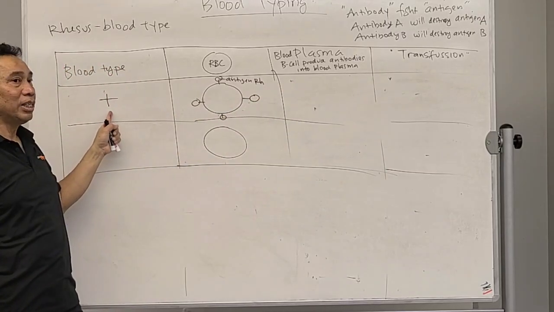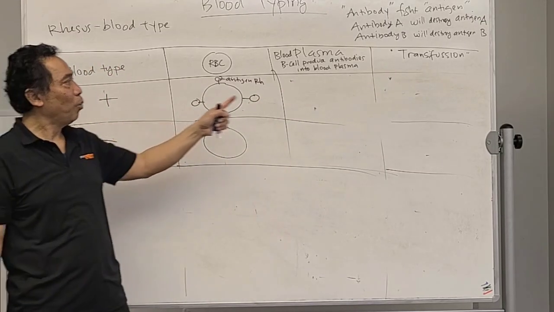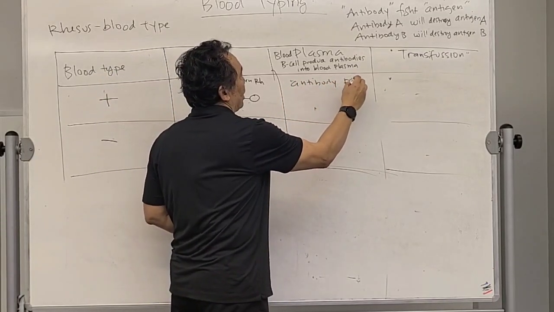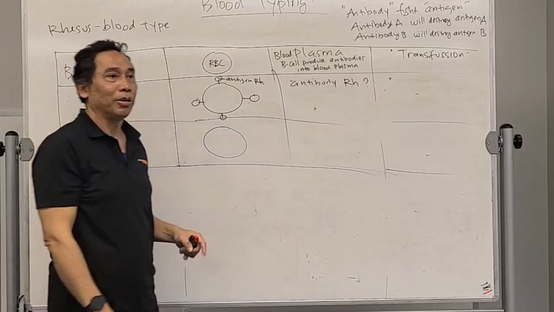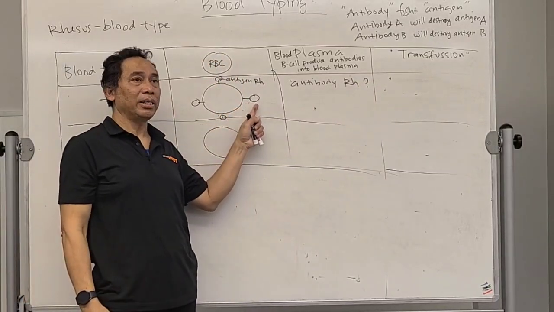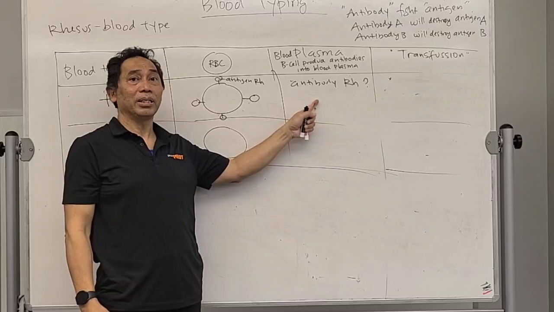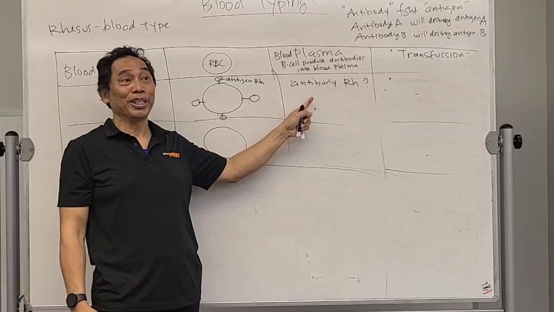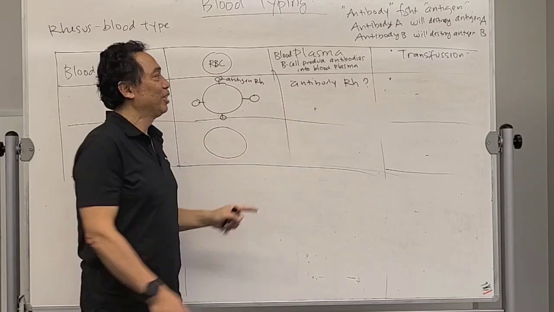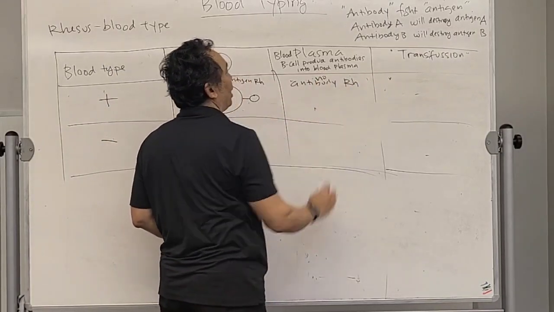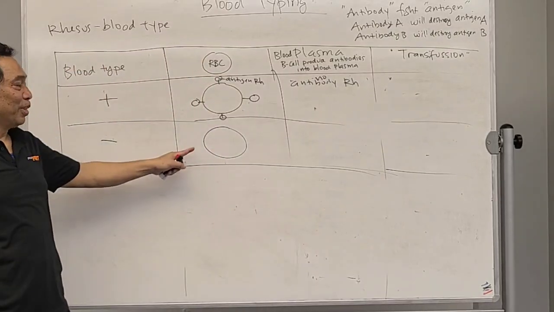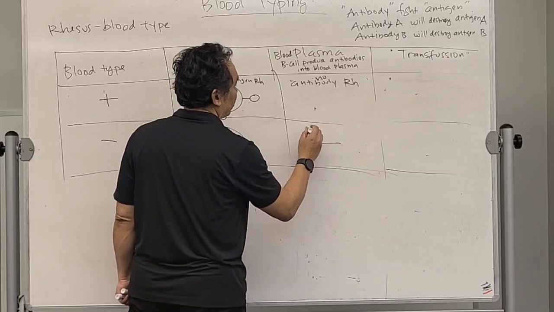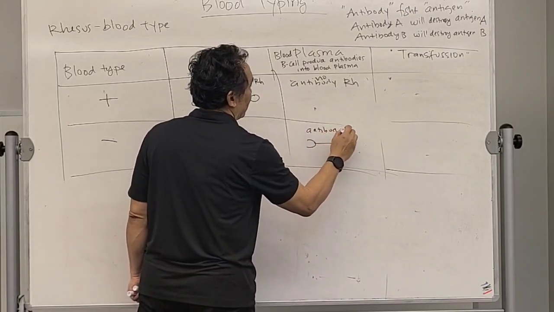Now, the same over here. If this person is positive, do you think they will produce antibody rhesus? Yes or no? If they carry antigen rhesus, will they produce antibody rhesus in their blood? It's going to be no, because the antibody kills antigen, right? So no antibody RH. If you are negative, then what happens? Yes, you will produce the antibody rhesus.